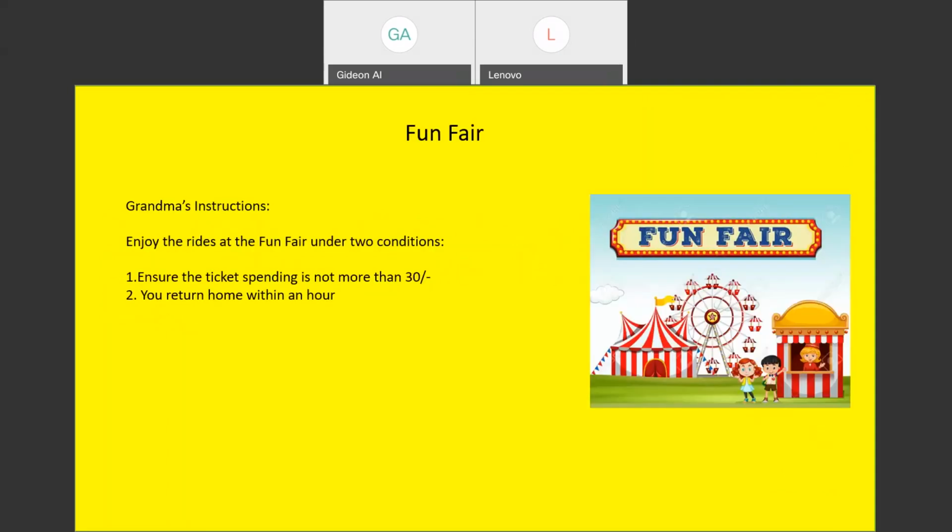Right? So if you look at it, let us take a simple example. Let us put grandma herself at the center of the story. Let us say you are going to a fun fair, okay, and go back to your childhood. And your grandma said, you enjoy the rides at the fun fair under two conditions. Ensure that the ticket spending is not more than 30 rupees. That means you go and enjoy the time at the fun fair, but the ticket spending should not be more than 30 rupees. And the second condition is you return home within an hour. Okay, so that is what she has mentioned.